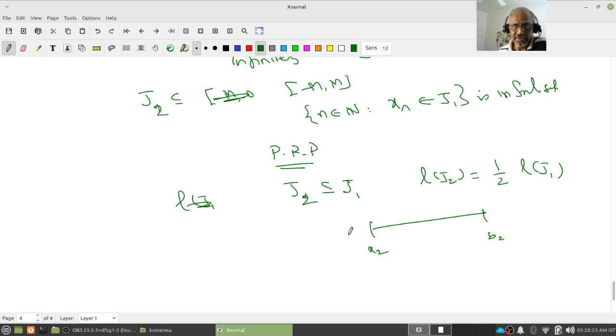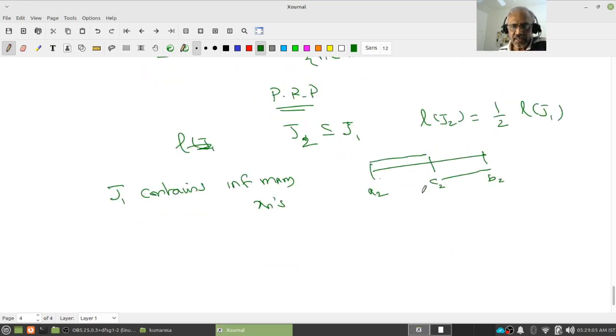I said bisection method, right? So what should I do? Again, take the midpoint and consider this and this. j2 is subdivided into two subintervals of equal length. Now j1 contains infinitely many xn's. Therefore one of these, either a2 to c2 or c2 to b2, must contain infinitely many xn's.